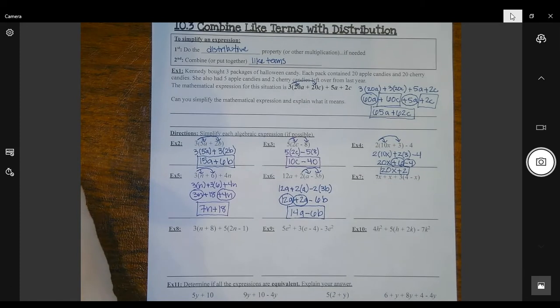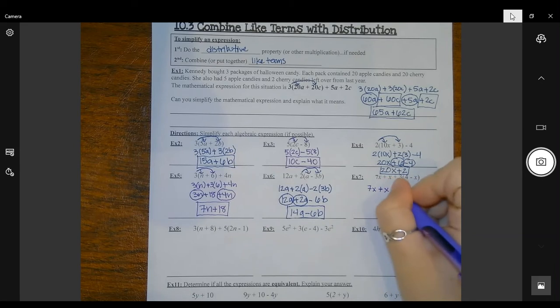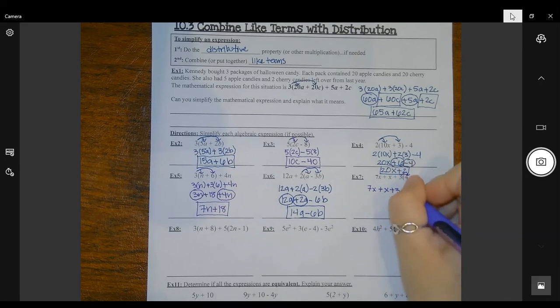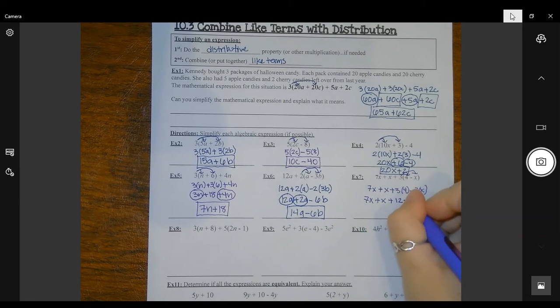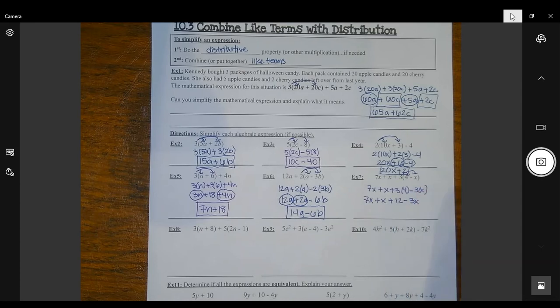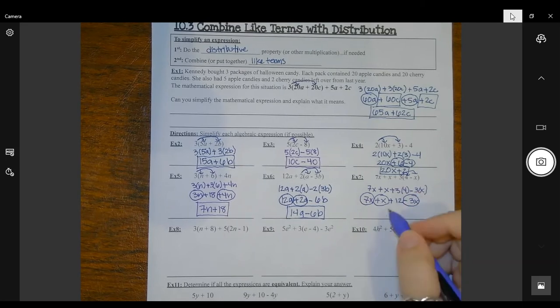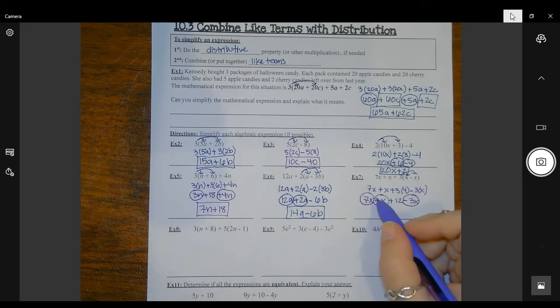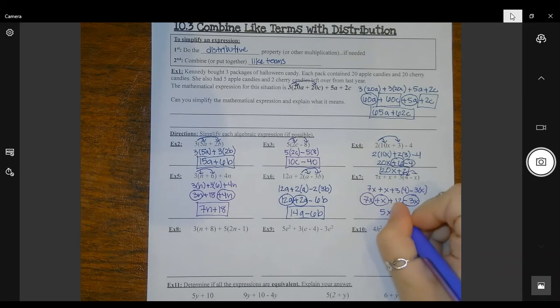Okay. For our next one, I have a 7x plus x plus 3 times that 4 minus 3 times that x. So 7x plus x plus 3 times 4 is 12, minus 3 times x is just 3x. So I see an x term, another x term, and another x term. So combine your coefficients. What's 7 plus 1? 8. What's 8 minus 3? 5. So you have 5x plus 12.